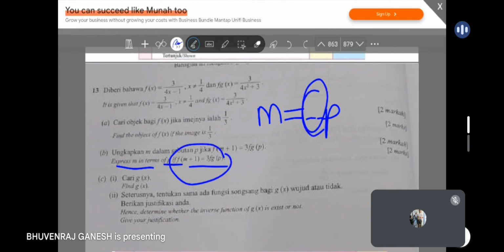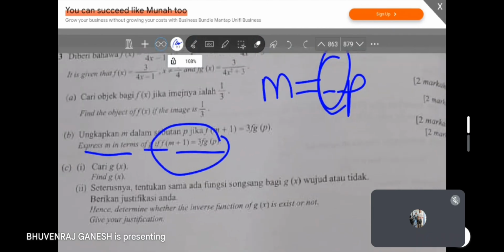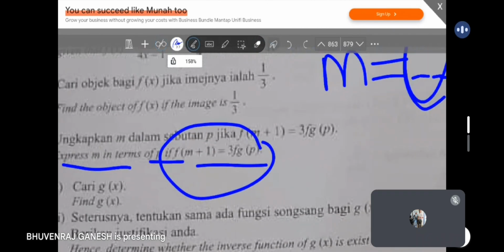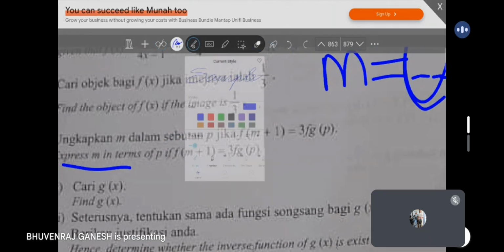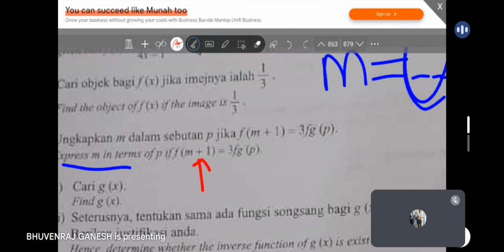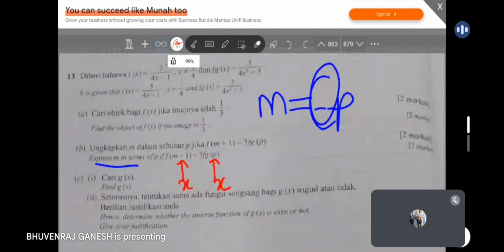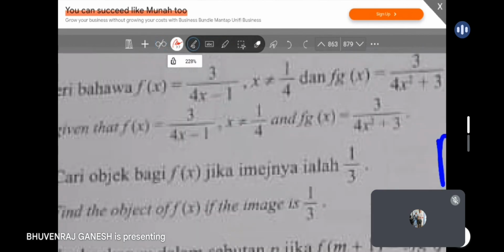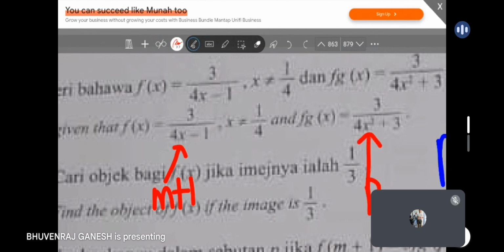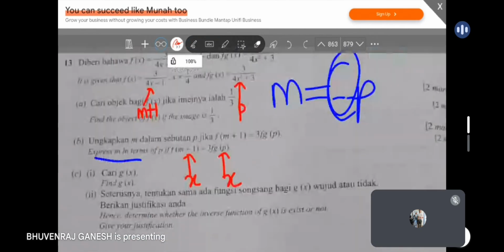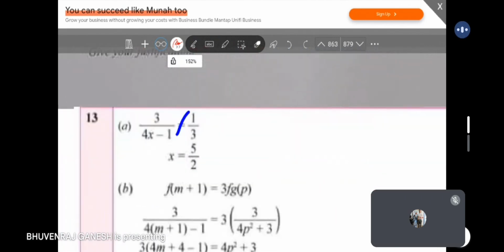They already give you the information. Now M plus 1 will become your object because it's fx. And over here, your object is P because it's fgx. So your x is P, x equals M plus 1. You just substitute inside the equation: M plus 1 goes here, and x equals P goes inside here. Then you will get this equation.